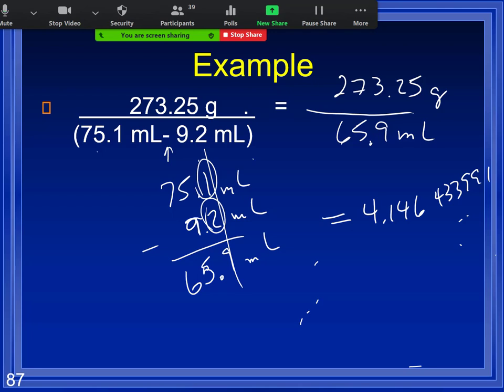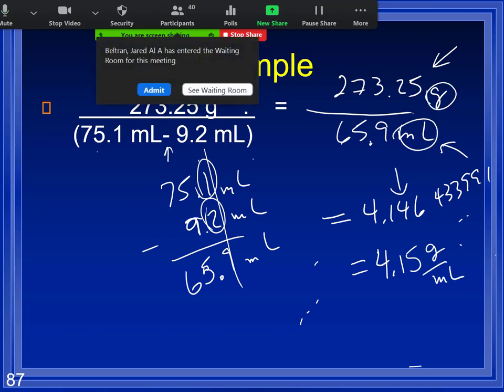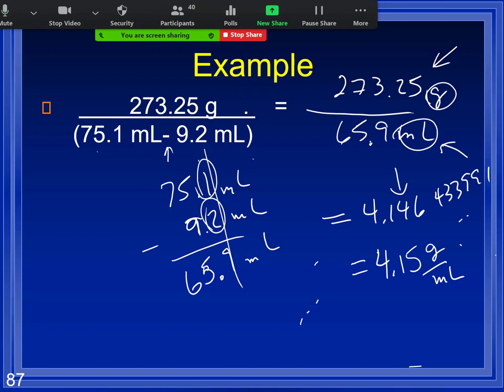So, where do I round that off? Well, now it's division. This has 5 sig figs. That has 3. The smallest number is 3. So it should be 4.15. And the units had grams on top and milliliters on the bottom, so it should be grams over milliliters. Okay. So I rounded when I did subtraction, and then I rounded when I did division.